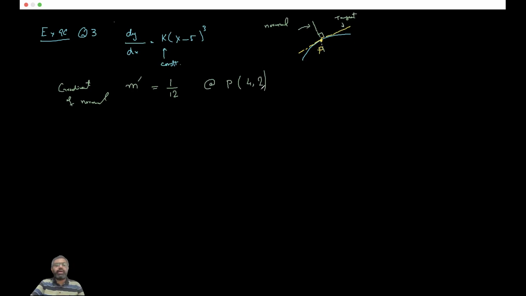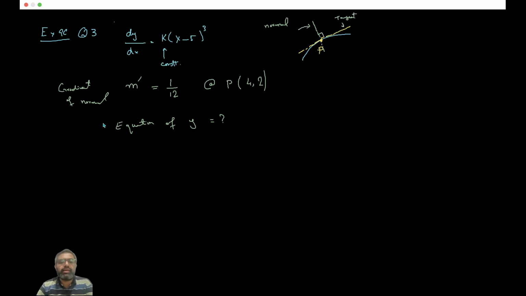So what we have to find? We have to find the equation of the curve, so we have to find y. First of all, we start from our gradient. We could find out the value of k. To find the value of k, let's see the gradient. What is the value of gradient dy by dx?